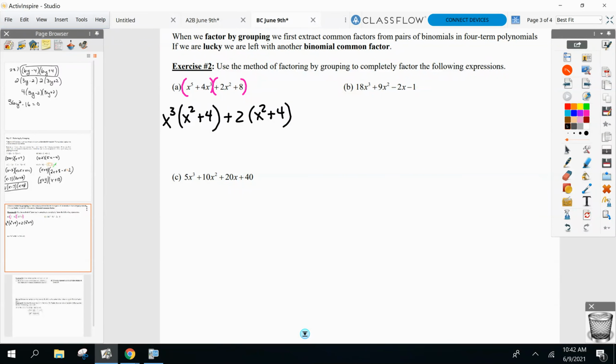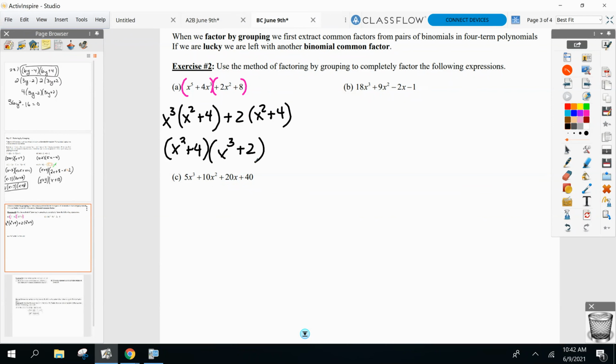We just spent the last 10 minutes working on this now. What do they both have in common on each side that I can take out as a GCF? X squared plus 4. They both have x squared plus 4 in common. Take it out. Times. What's left over when I take it out now? X cubed plus 2.